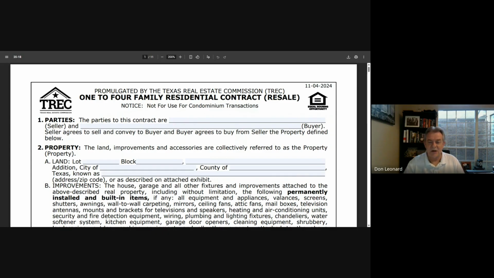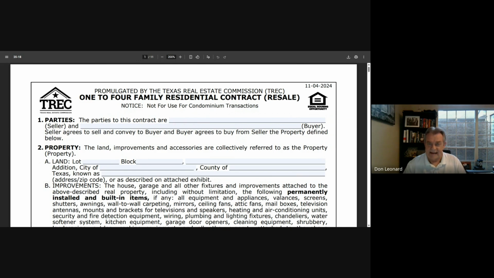Earnest money, of course, is a show of good faith. It's not the consideration in the contract. This promise is actually what creates the contract. Section 2, property, is going to talk about what is going to be sold by the seller and what's going to be purchased by the buyer.